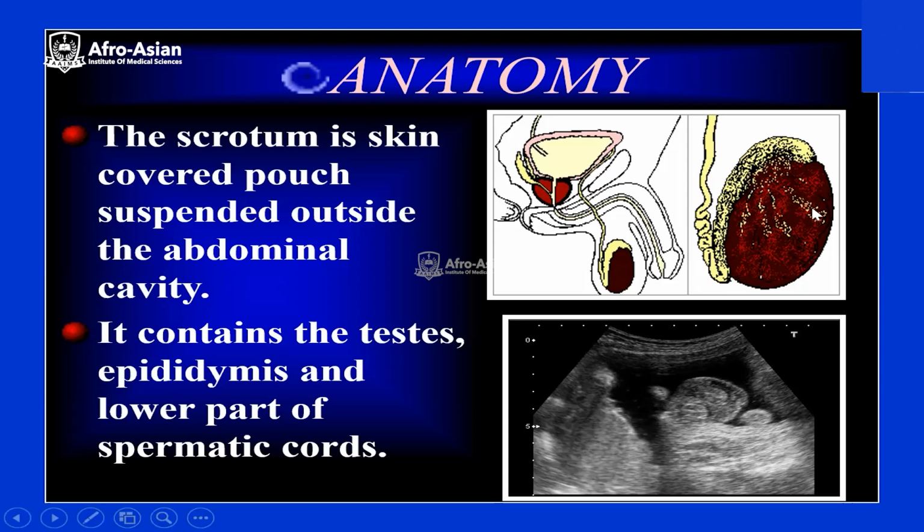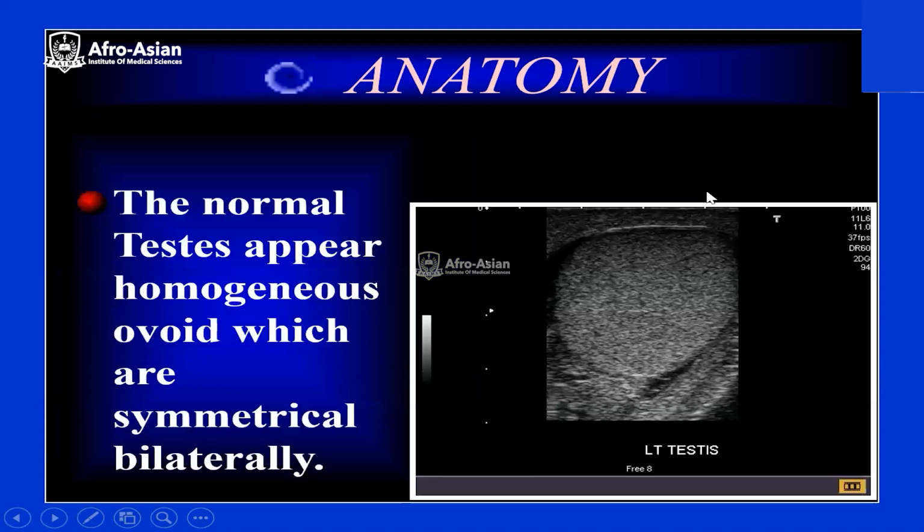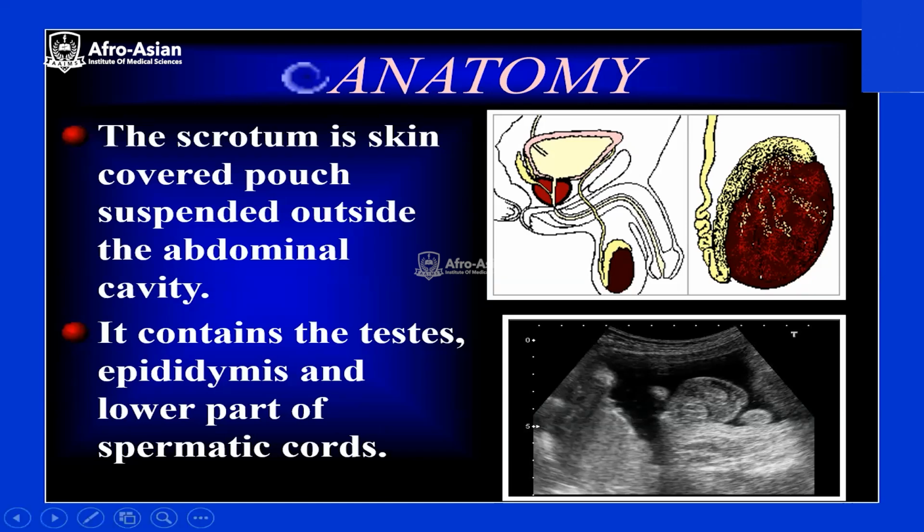Here we have a testicle. You can see it is in a pouch. The head of epididymis, body, and tail, and then is the spermatic cord. Whereas in this scan, we can see a fetal scrotum with two testicles and cut section of the penis. And here you can see the pouch in the amniotic fluid.